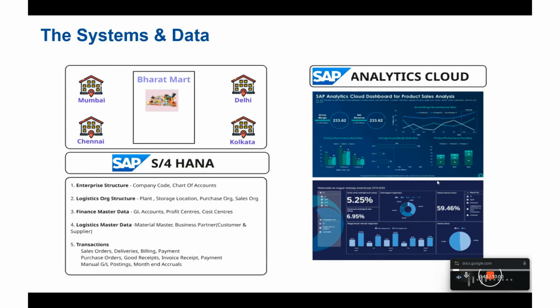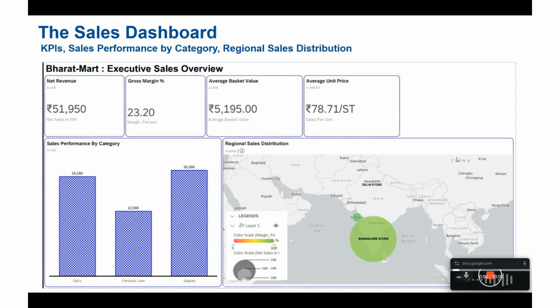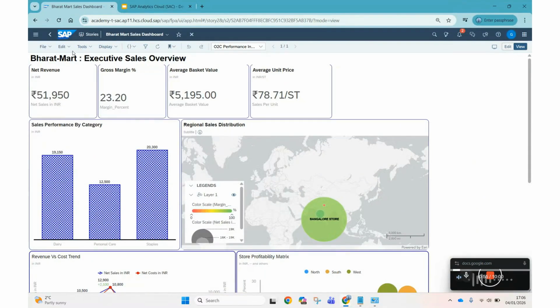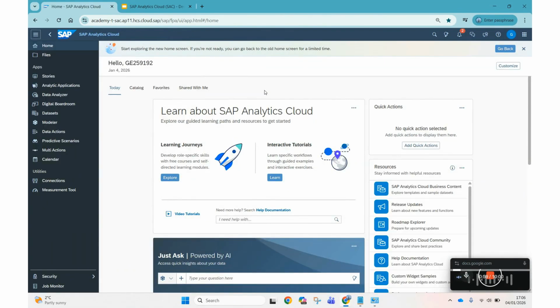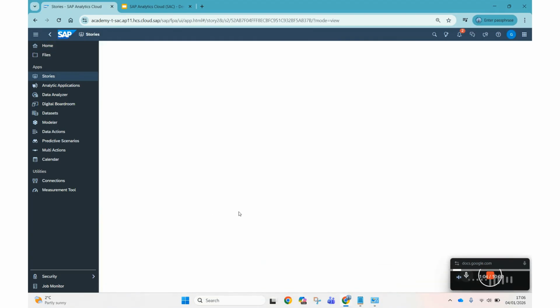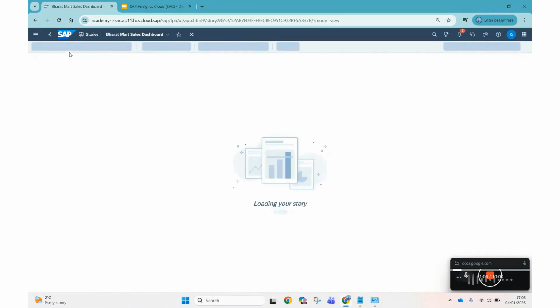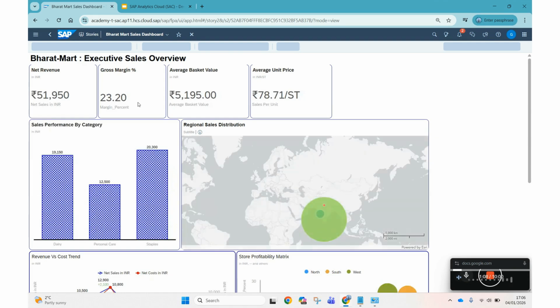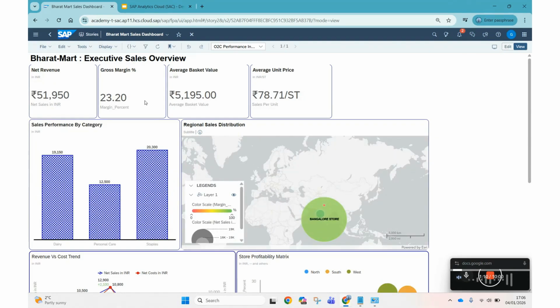So, without further ado, let's get into the system and see what our first dashboard will look like. I'm going to go ahead and log into my SAP Analytics home screen. And from here on, I am going to open the first dashboard. Wow, look at this. This is the sales executive dashboard, which is used either by the sales managers or even by the store managers to look at the store performance.